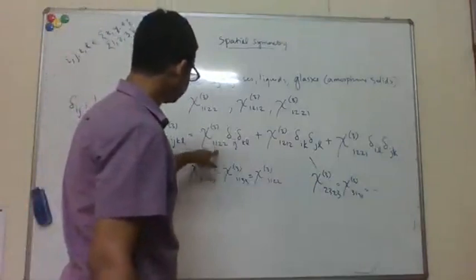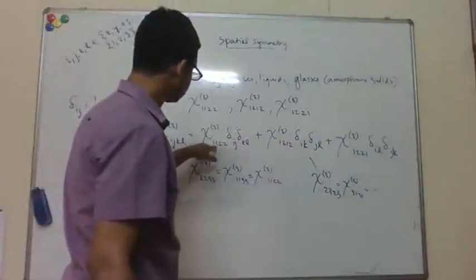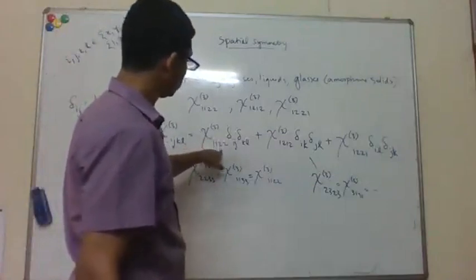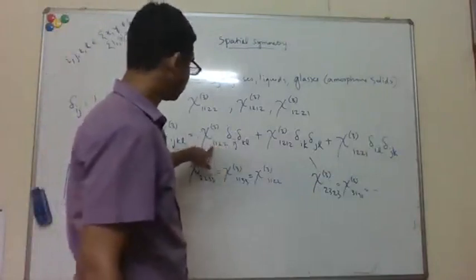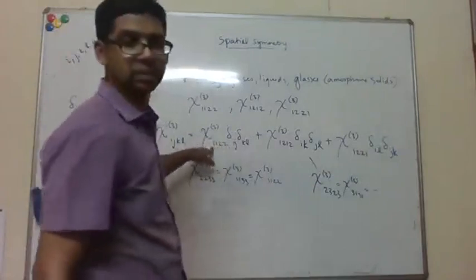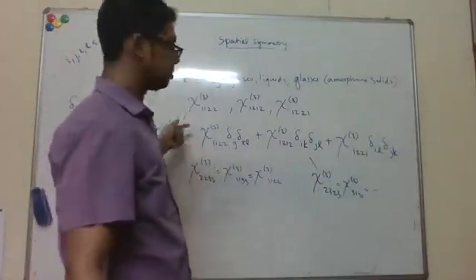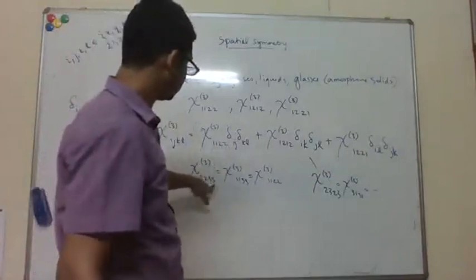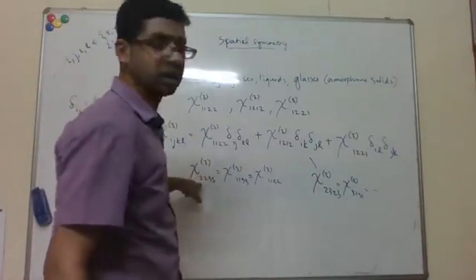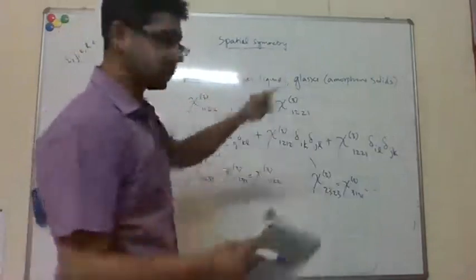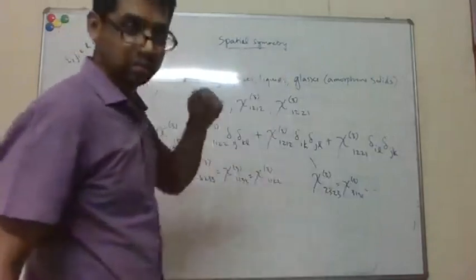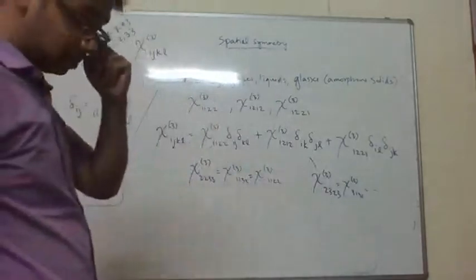You said this is isotropic, the two fields are in the same direction. So 1122 means what? Two of the fields are in the y direction, one is in the x direction, and I'm looking at the induced polarization in the x direction. I'm saying that is the same as if I apply two fields in the z direction, one in the y direction, and look at the induced field in the y direction, because it's isotropic, right? So this almost looks like a 90-degree rotation. Is that clear?